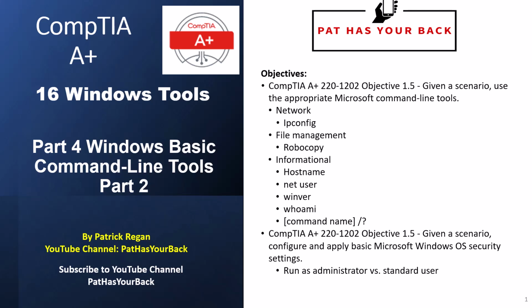Welcome to Windows Tools Part 4, Windows Basic Command Line Tools Part 2. During this video, we continue our discussions about Windows Command Prompt commands used to execute executable files, informational commands, using Robocopy to perform administrative file copies, and the shutdown command. We also discuss how to open the command prompt as an administrator. Note that this is one of these videos where you should consider pausing the video to study the commands, the syntax, and options used in the commands.